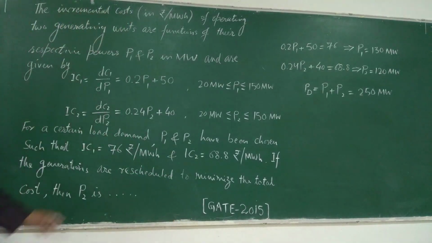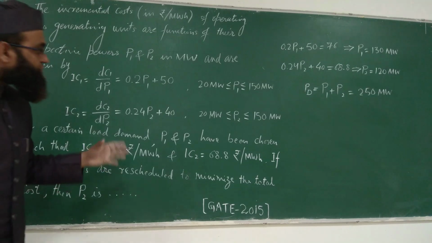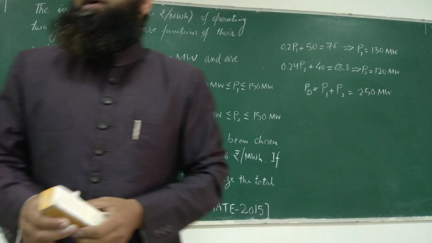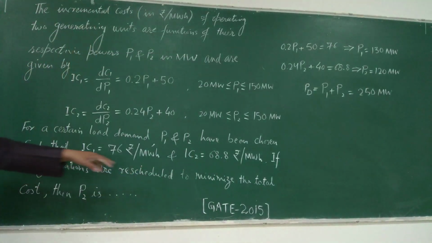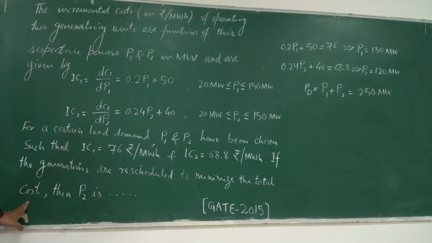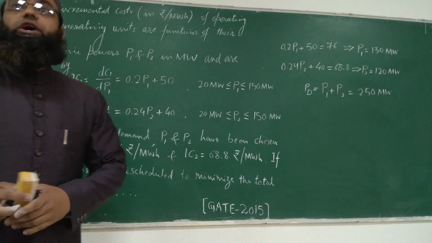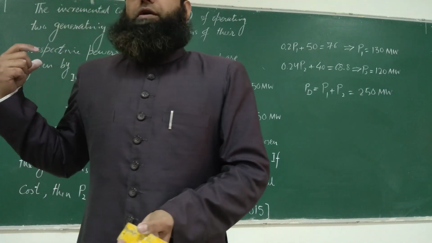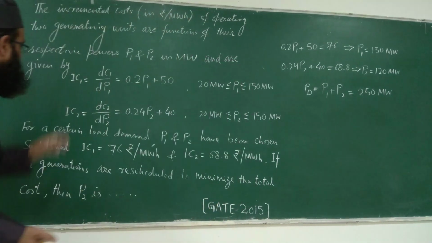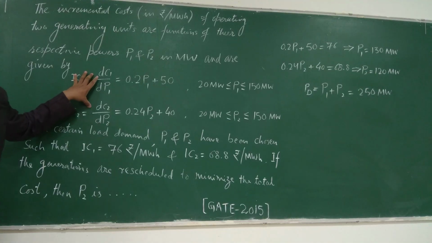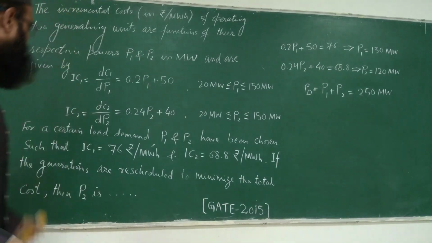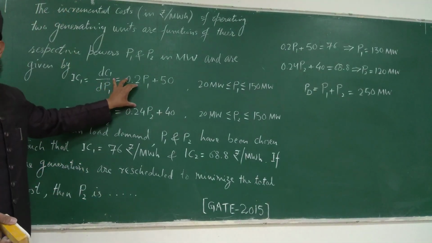Now the question is, if the generations are rescheduled, you are going to change the loadings. You are going to reschedule the generations from the two units. What is your target? To minimize the total cost. That means now you are going to load the units optimally. The optimal load sharing condition will be applied now. What is that condition? That condition is that these two must be equal. If units are more than 2, then for 3, the ICs must be equal to lambda, isn't it? So for optimal load sharing, we will equate these two.